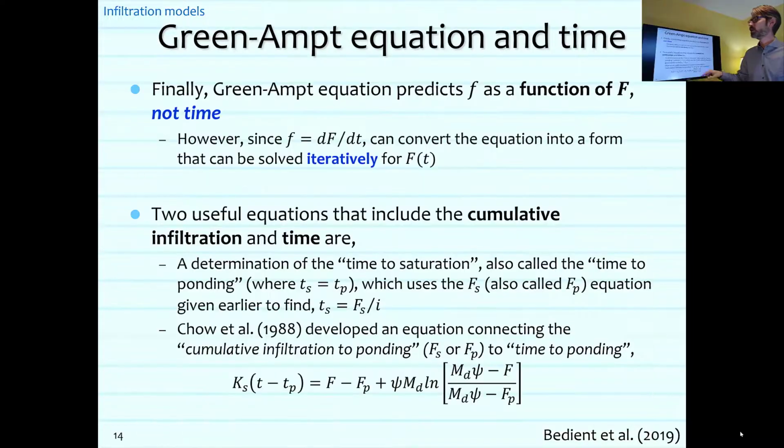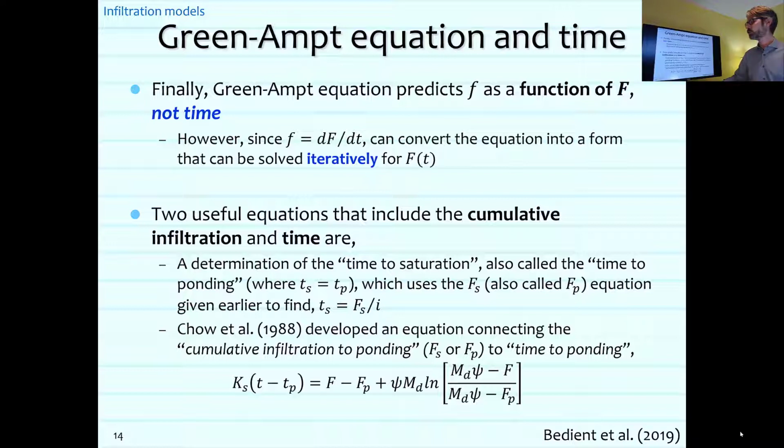Of course, the Green and Ampt equation itself predicts the infiltration rate as a function of the cumulative infiltration F, not as a function of time. Okay, this is very important. However, since the infiltration rate is dF/dt, we can convert the equation into a form that can be solved iteratively, so a trial and error sort of approach for F as a function of t.